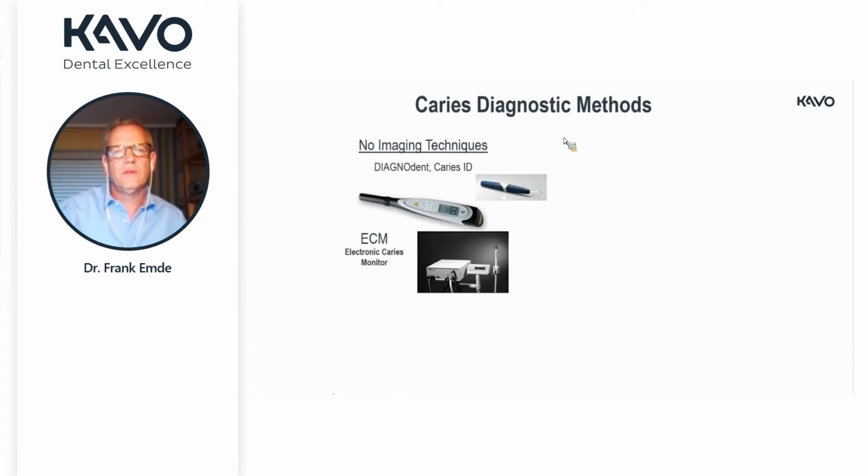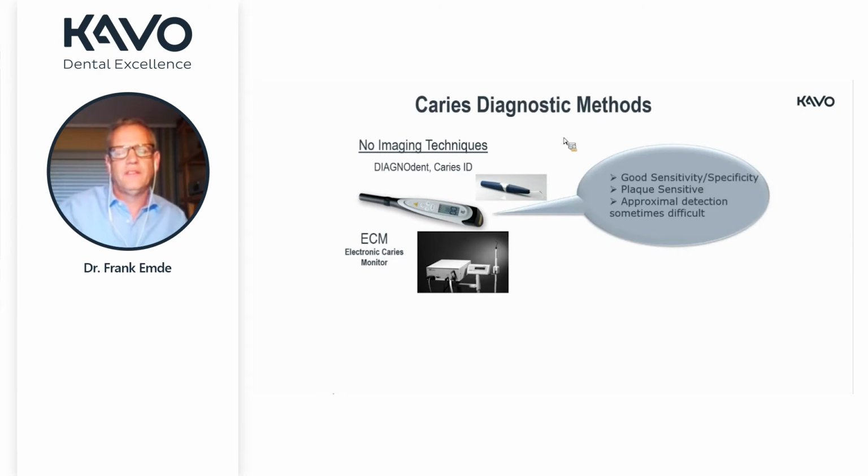Coming to the second category, the so-called non-imaging techniques, measuring techniques. One of the most important ones in this category is the Diagnodent. Diagnodent has a long track record now, over 20 years. KaVo launched the product in 1999. And when you look at PubMed or other sources for studies, I think it lists a few hundred studies with Diagnodent. They all prove that it works pretty well. So we have a high sensitivity and high specificity for this device.